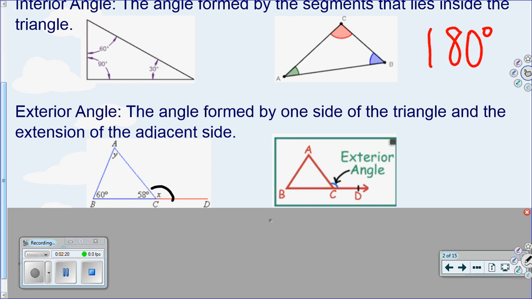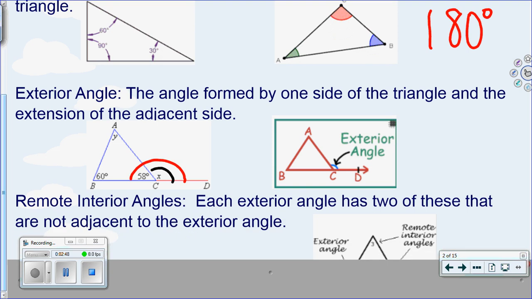It's on the outside. What is special about those 2 angles? They make a what? Very good. They make 180 degrees together. So if we wanted to figure out X, we could do what? 180 minus 58. Nice job.